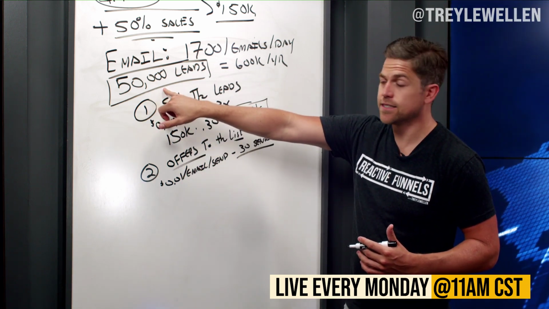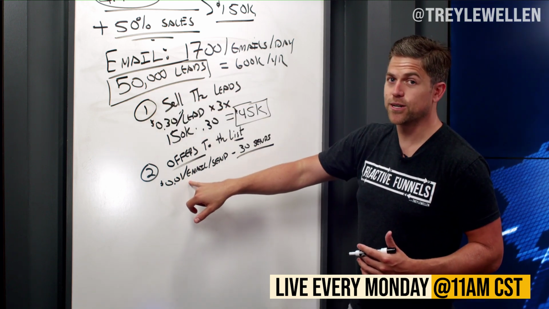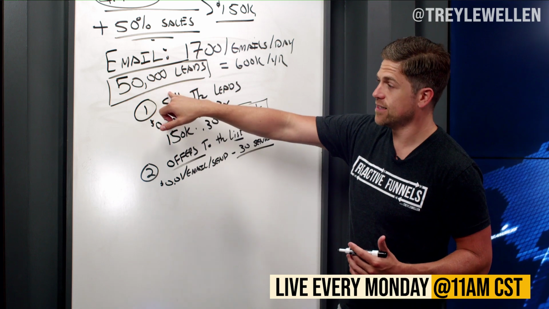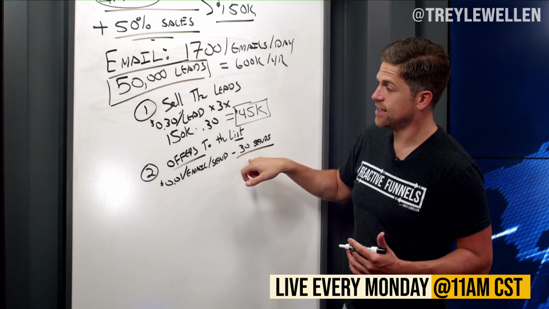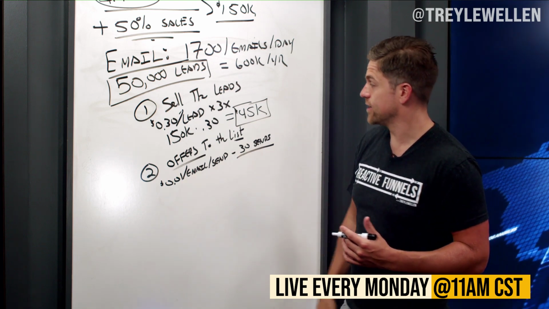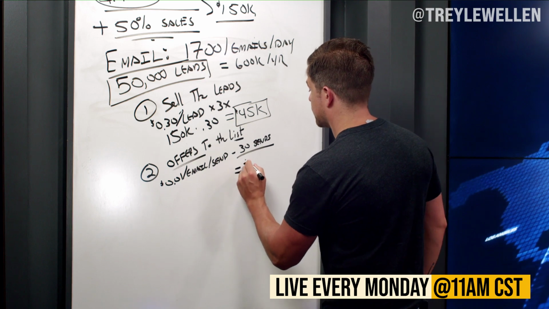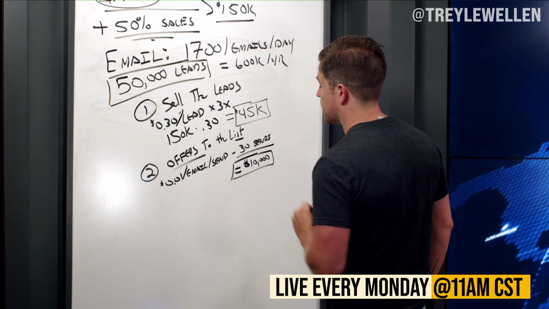So we got 50,000 leads times 30 times 0.01. Brent, here we go. We're going to do some more math. 50,000 times 30 times 0.01. What's that give us? $10,000. Perfect. All right. So we got 10 grand now.